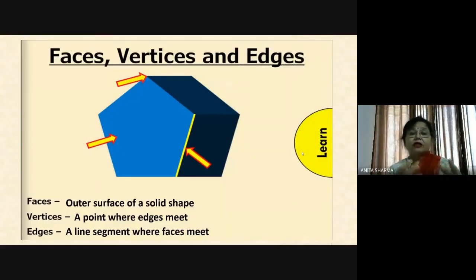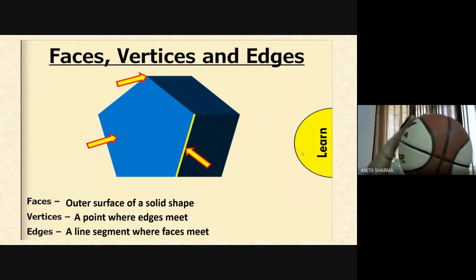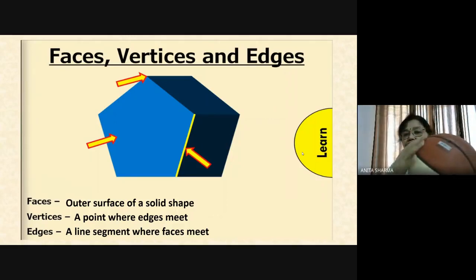Now comes faces, vertices, and edges. You should be very clear what faces are. The outer surface of any solid is known as a face. A face can be curved like in a sphere, and it can be flat as in a cuboid. And here you can see blue color. What is a face? The outer surface of a solid shape. It can be flat. It can be curved.